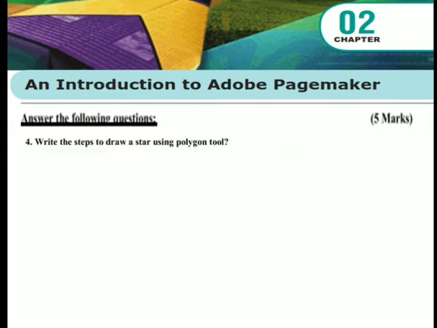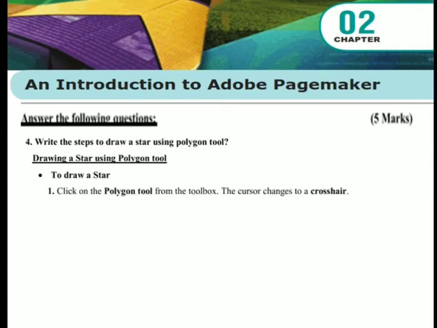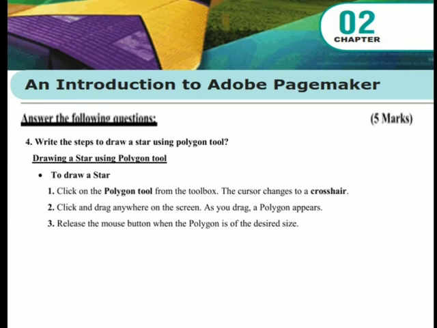Fourth question, write the steps to draw a star using polygon tool. Draw a star using polygon tool. To draw a star, click on the polygon tool from the toolbox. The cursor changes to the crosshair. Click and drag anywhere on the screen. As you drag, a polygon appears. Release the mouse button when the polygon is of the desired size.